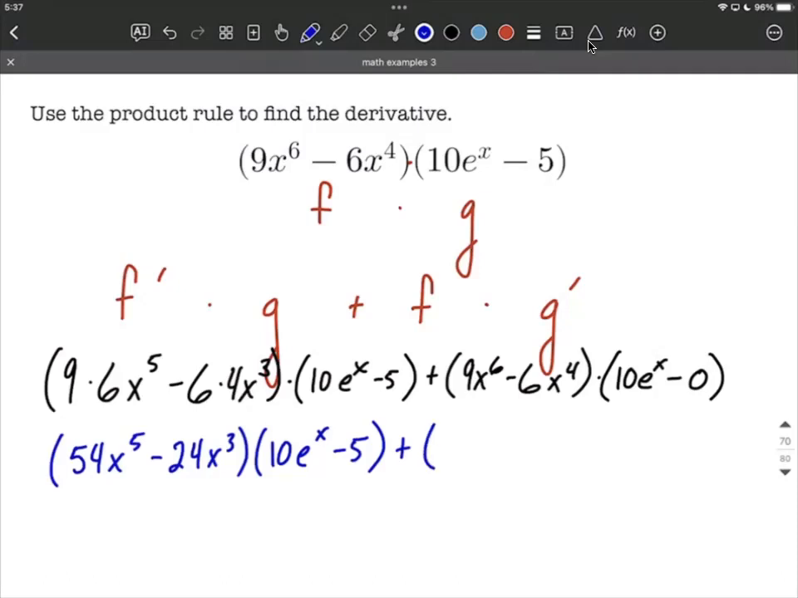plus, copying this down, 9x to the 6th minus 6x to the 4th, and then that other set of parentheses, we can reduce that to 10 e to the x power. We don't need that minus 0 at the end. Now, no real need to go and distribute everything. We aren't going to end up with any like terms because all of our x's have different powers of x, different exponents. So we'll leave it just like this.